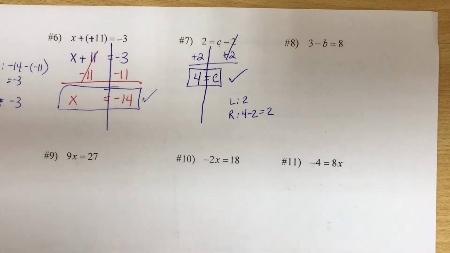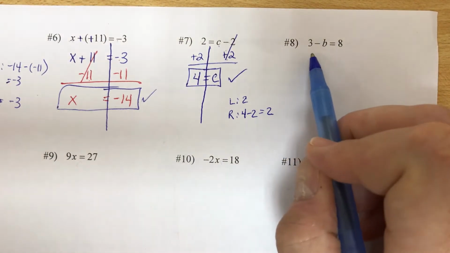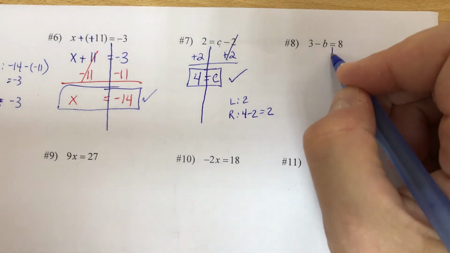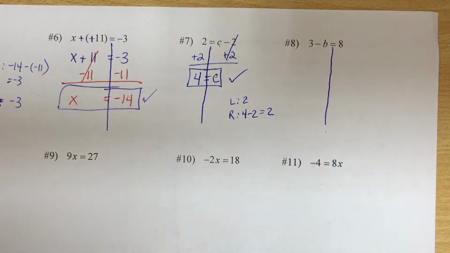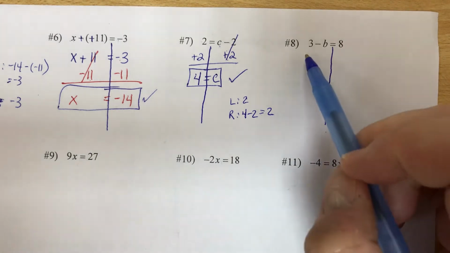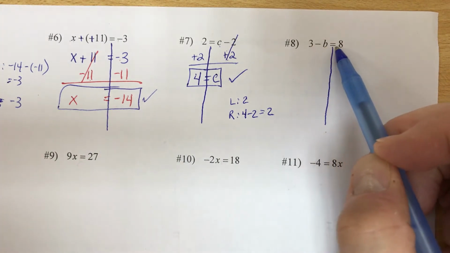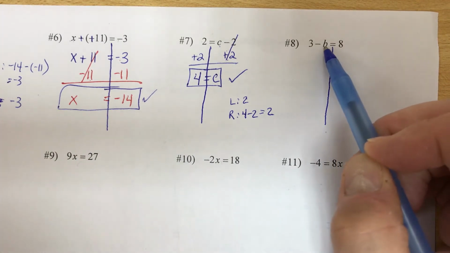Okay, so we're back here for part 2. Let's continue with number 8. Now number 8 is a little bit different. We're going to do a little extra work here. So we have 3 minus b is equal to 8. Now the b is what we're trying to isolate.